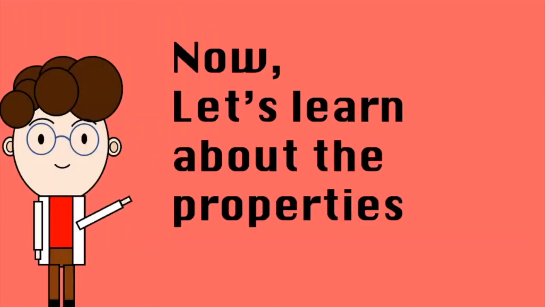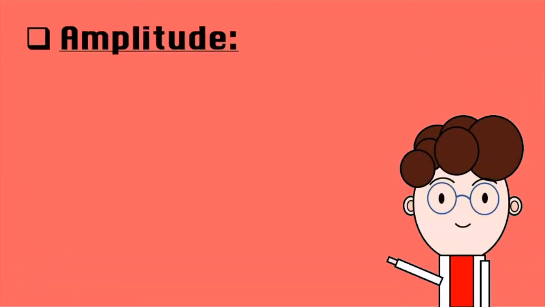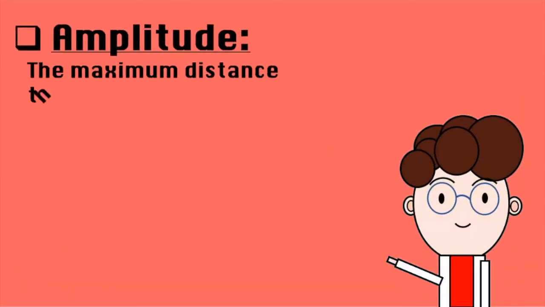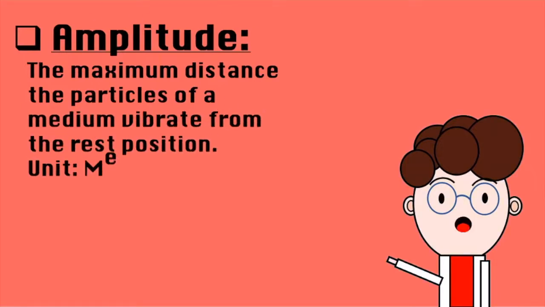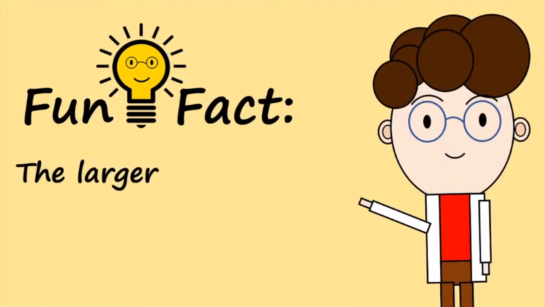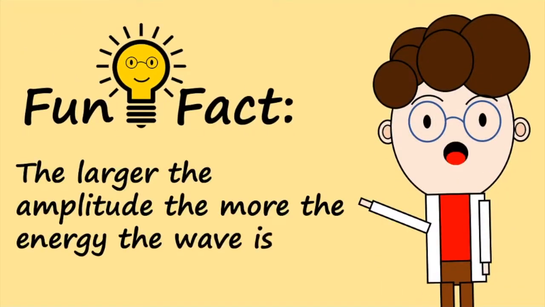Now let's learn about the properties of a wave. Let's first start with the amplitude. The amplitude is the maximum distance the particles of a medium vibrate from the rest position. The unit is measured in meters. Fun fact! The larger the amplitude, the more energy the wave is carrying.